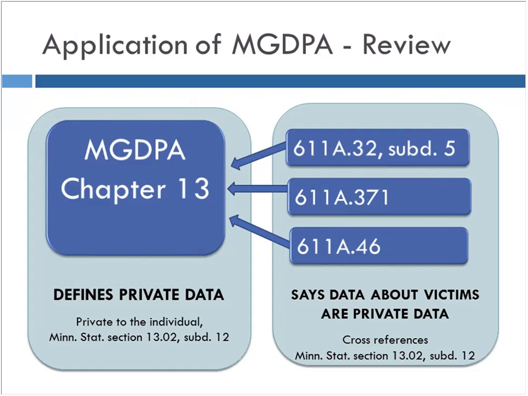All right. So just to review, we have our Data Practices Act, Chapter 13, which defines private data, and we have the three provisions under Chapter 611A. And remember, Chapter 611A is our Crime Victim Bill of Rights. All the crime victim-related legislation is in 611A. So our three data protections for crime victims are located in Chapter 611A, and they cross-reference the Data Practices Act, Chapter 13. So they say we've got private data as defined by Chapter 13.